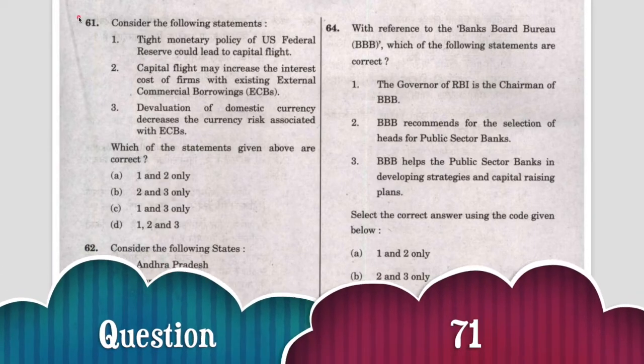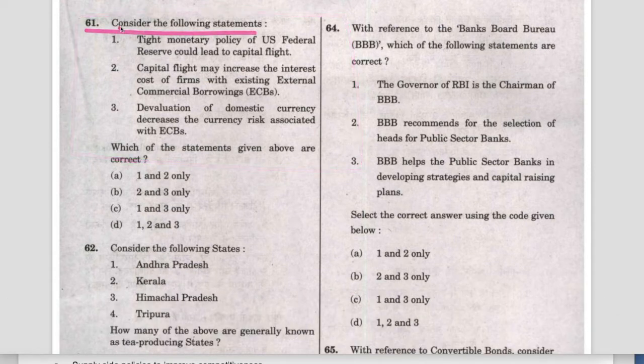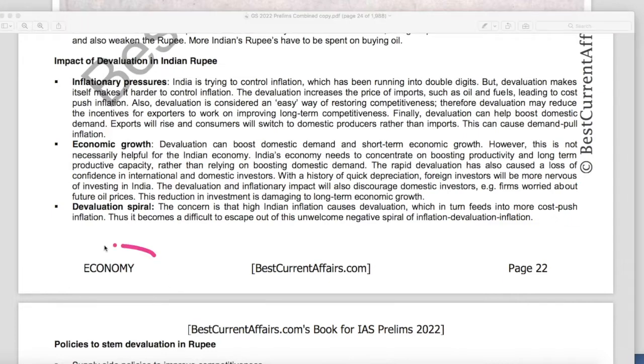Next question. Consider the following statements. Three statements are given. Now take the third statement first: devaluation of domestic currency decreases the currency risk associated with ECBs, that is external commercial borrowings. This statement is wrong. Now see, this is our Indian economy booklet for IAS Prelims 2022, page number 22.